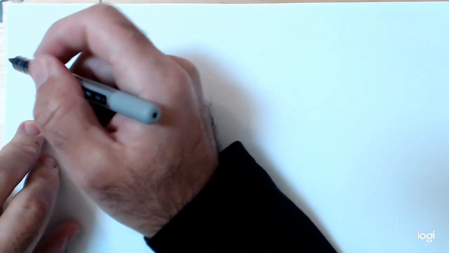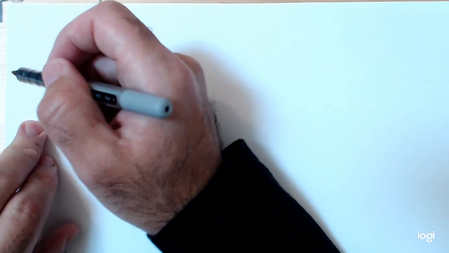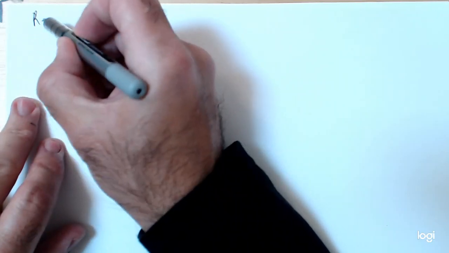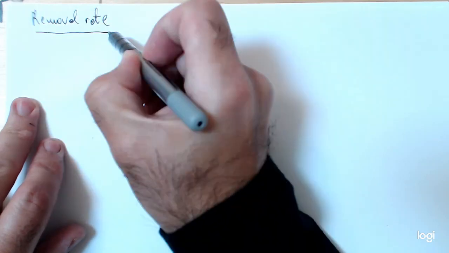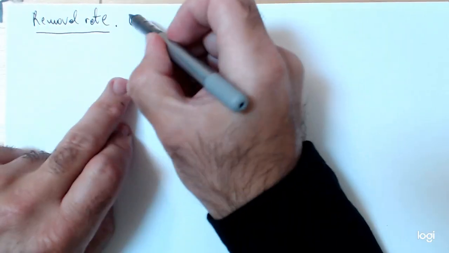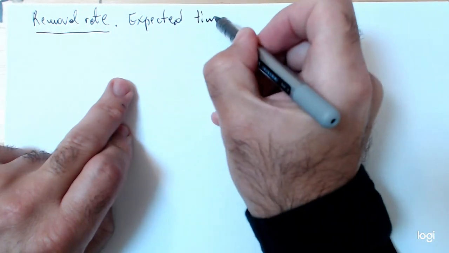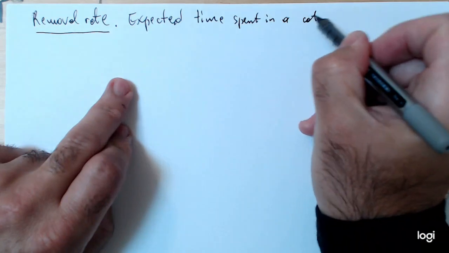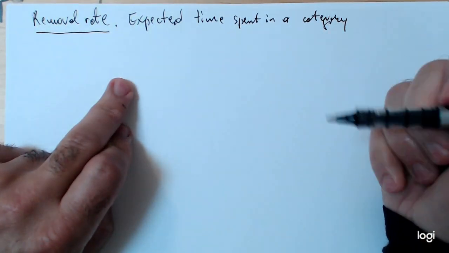So in this part, I want to talk about a very important concept which we will meet throughout the course, and it's important to establish it from the beginning. So I'm going to talk about removal rate from an equation and the expected time spent in a category. And by category, I mean the status in a model.